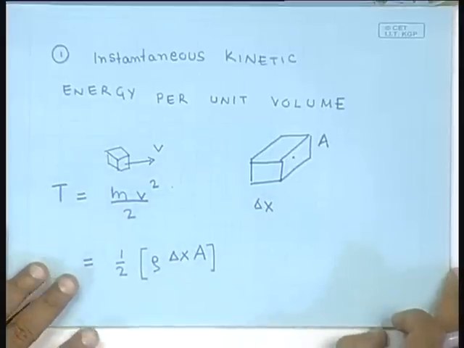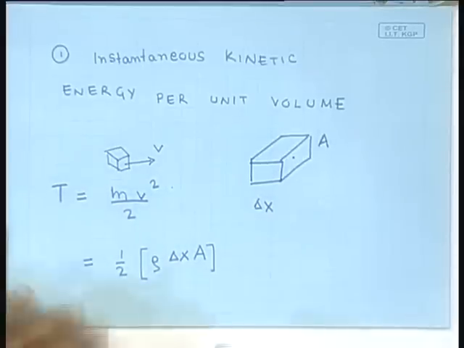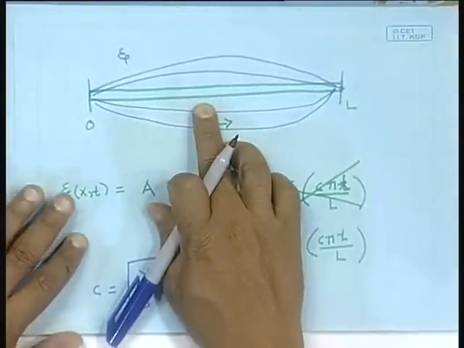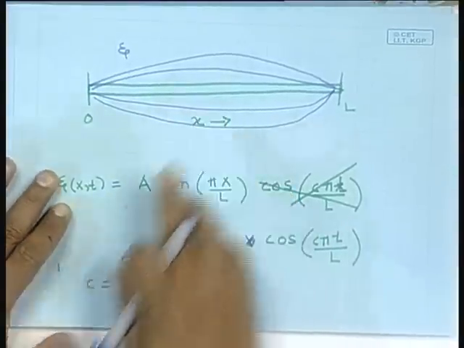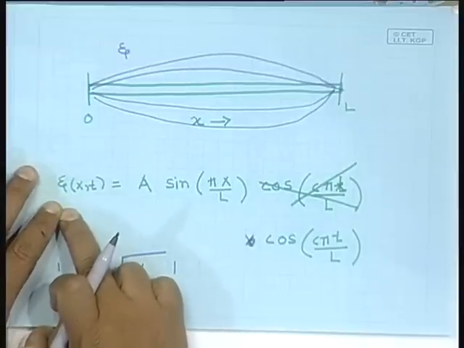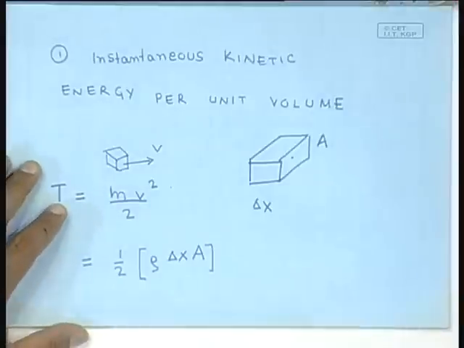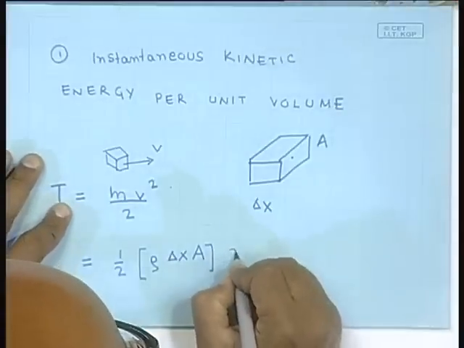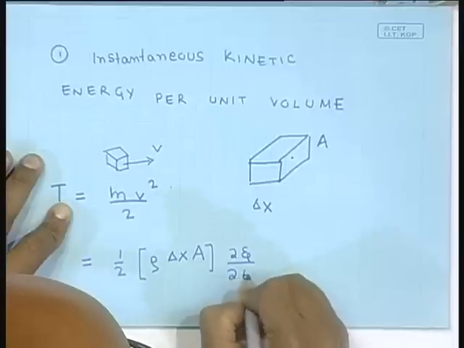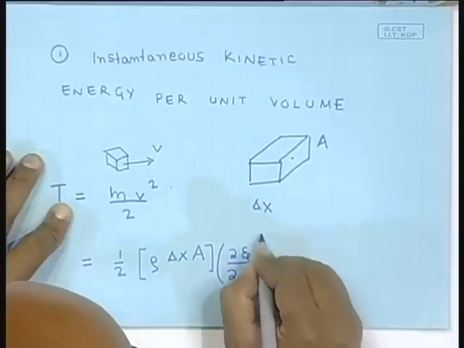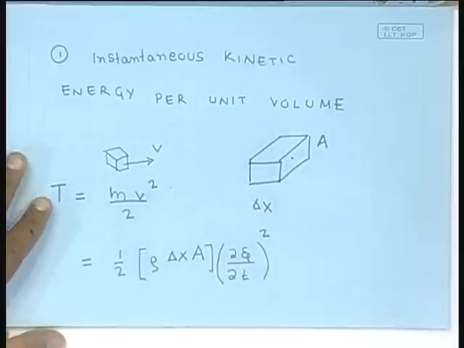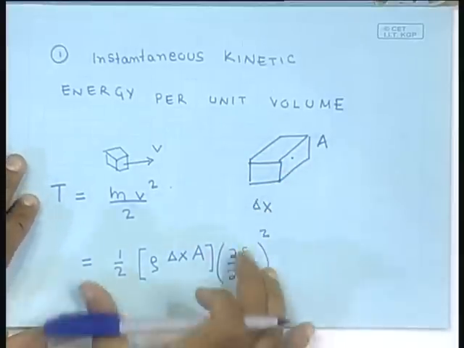Now, the question is, what is the velocity of this element of the mass inside this steel rod? The displacement of any element of the steel rod is given by xi. So, the time derivative of xi gives the velocity. So, it is del xi by del t, squared, this gives the velocity. So, this is the total kinetic energy of this volume delta x into A inside the steel rod.